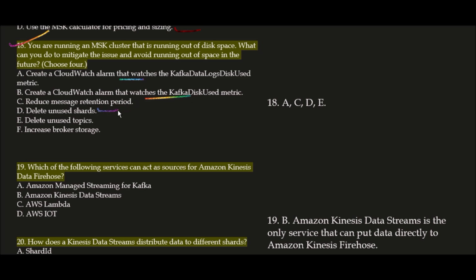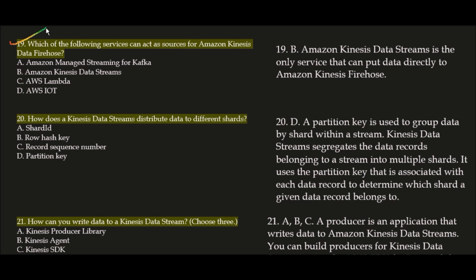Okay. Next question. Which of the following services can act as sources for Amazon Kinesis Data Firehose? Option A, Amazon Managed Streaming for Kafka. Option B, Amazon Kinesis Data Streams. Option C, AWS Lambda. Option D is AWS IoT. Correct answer here is option B, Amazon Kinesis Data Streams. Okay. Amazon Kinesis Data Streams is the only service that can put data directly to Amazon Kinesis Firehose.